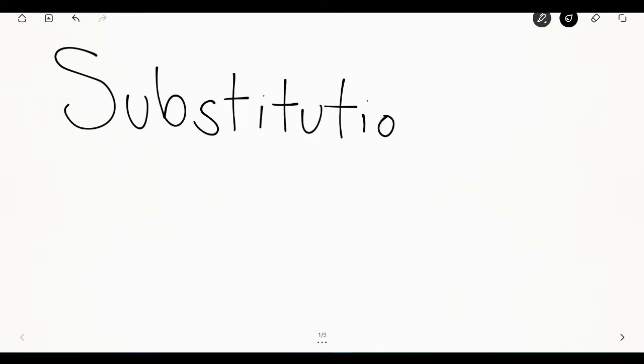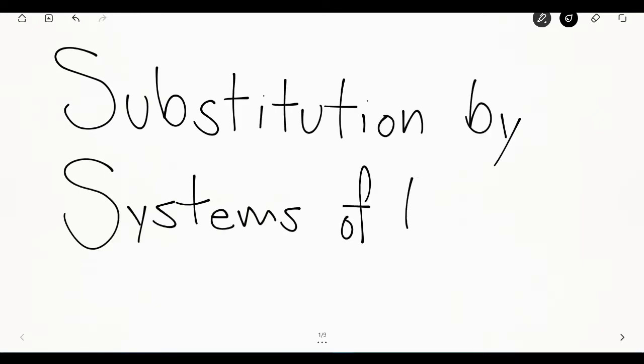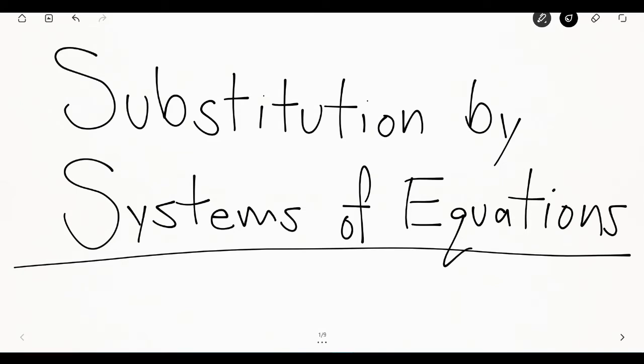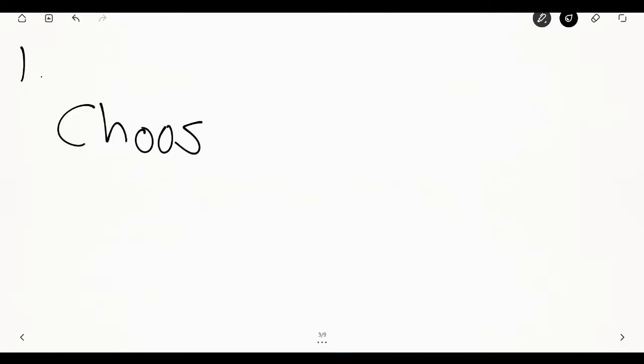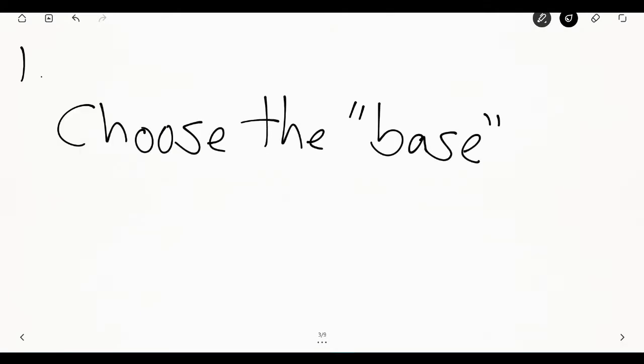Today we're going to teach you substitution of systems of equations. There are a few steps you have to follow to solve systems of equations by substitution. First, choose the base equation.